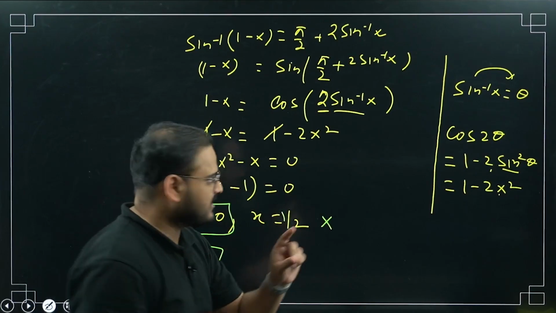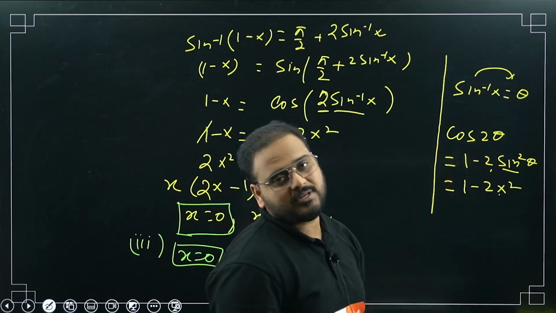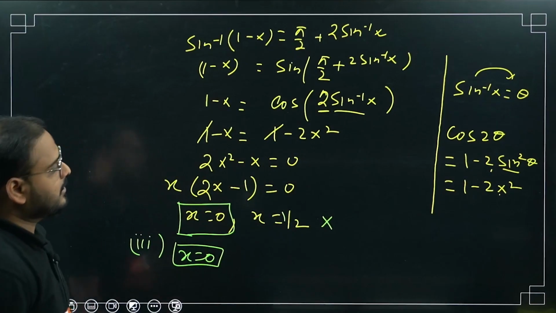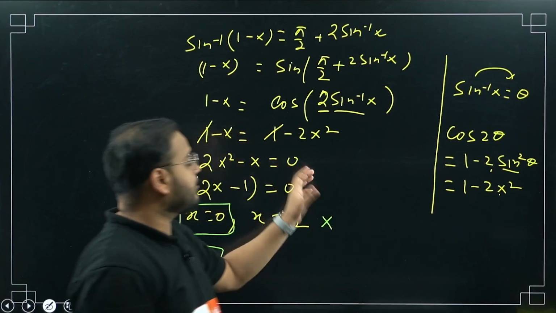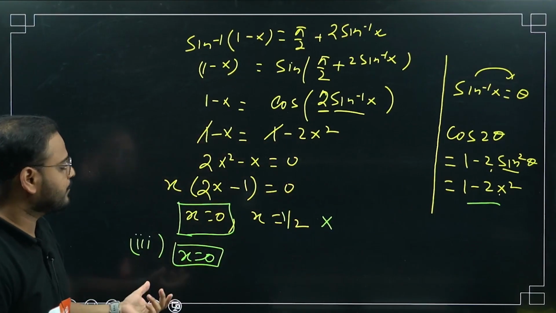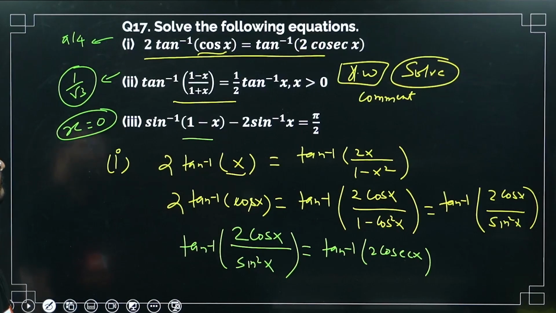Very, very simple. This is the only step. Just take sine inverse of x as theta and then write it as cos 2 theta. Use the formula for the trigonometric identity and get the answer as 1 minus 2x square, and put it here. You're going to get this x as 0. I'll show you from the beginning. Please have a look.